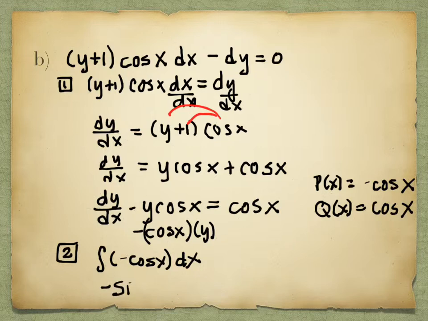All right, negative sine x. And we don't need the plus c for this portion of the work. If you want to write it now, that's fine, but you're not going to continue using it in a moment. Okay, so that's step 2. Step 3 is to do what?